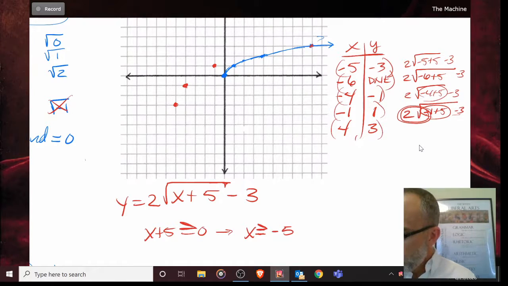1, 2, 3, 4, up 1, 2, 3 is that location right there. So now I draw a smooth curve starting up and going this way. And it's a bit wider of a parabola, but you get that there. Okay, so I get that one.